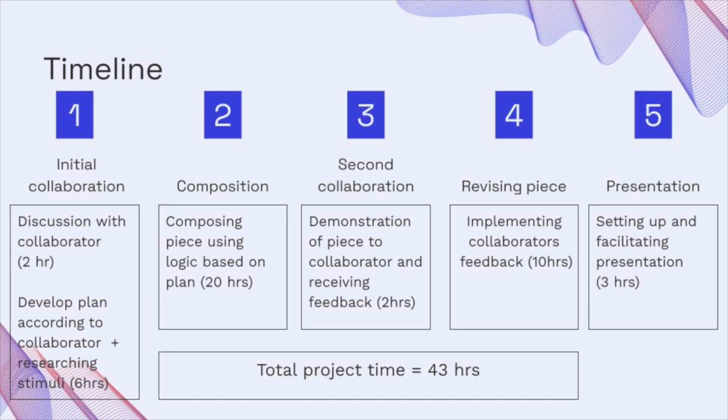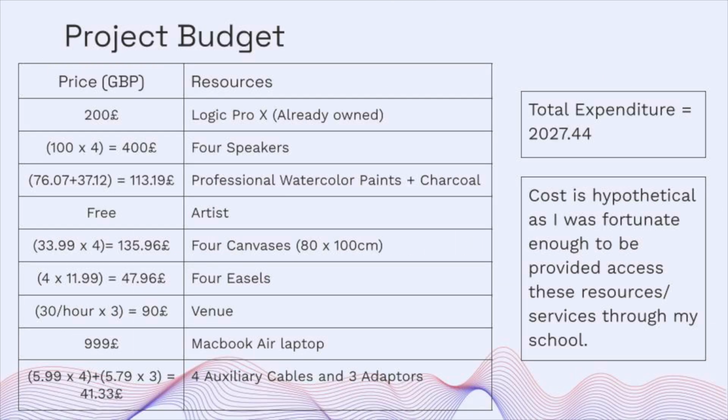The first step in this would be finding a collaborator, discussing our ideas for the project, and noting their specific artistic demands, followed by developing a plan based on our discussion, and some research into how artists have approached similar themes or ideas, and then composing a draft of my piece in Logic. Then I would meet with my collaborator, show them my piece, and receive feedback for my draft. I would then use this feedback to revise my draft. Finally, I would set up the exhibition and invite audience members to participate. This means that the project would take an approximate total of 43 hours to be carried out.